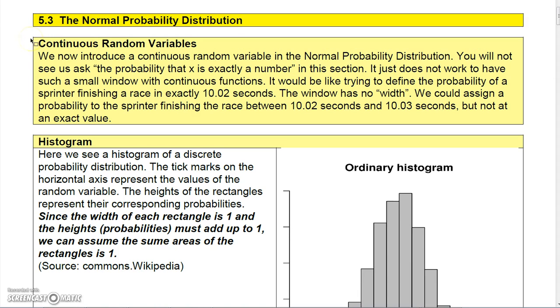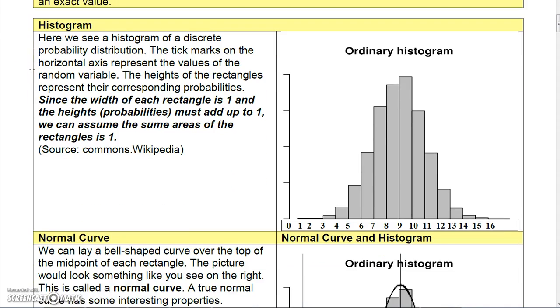Okay, we're going to talk about the normal probability distribution. Make sure you read this first paragraph here on continuous random variables.